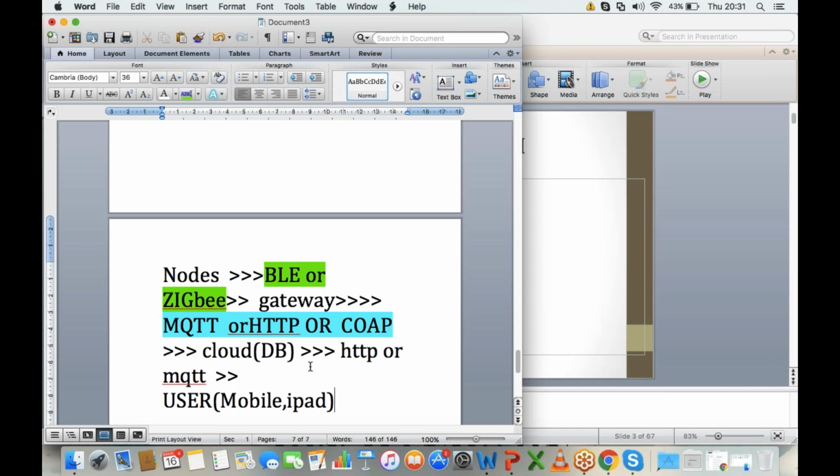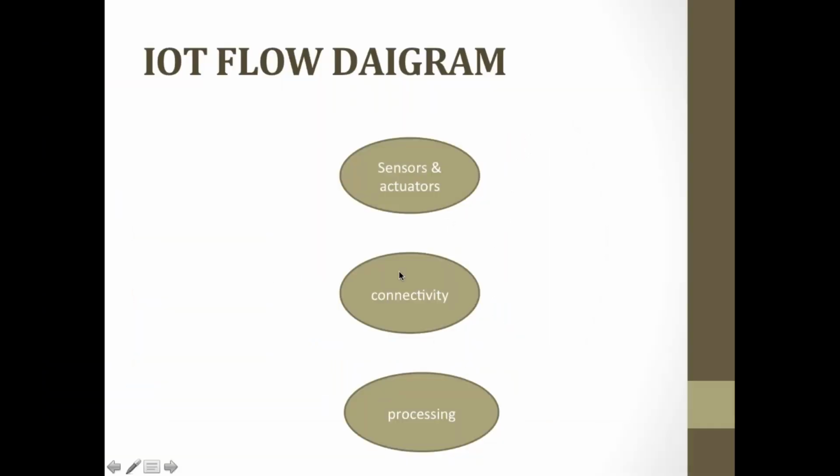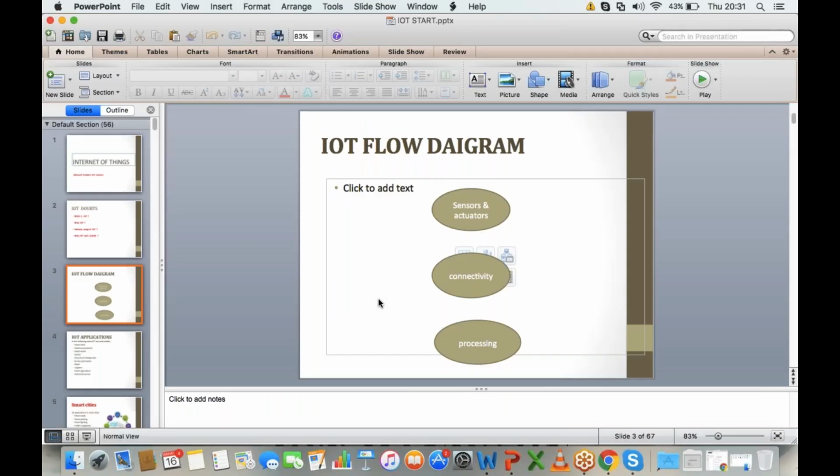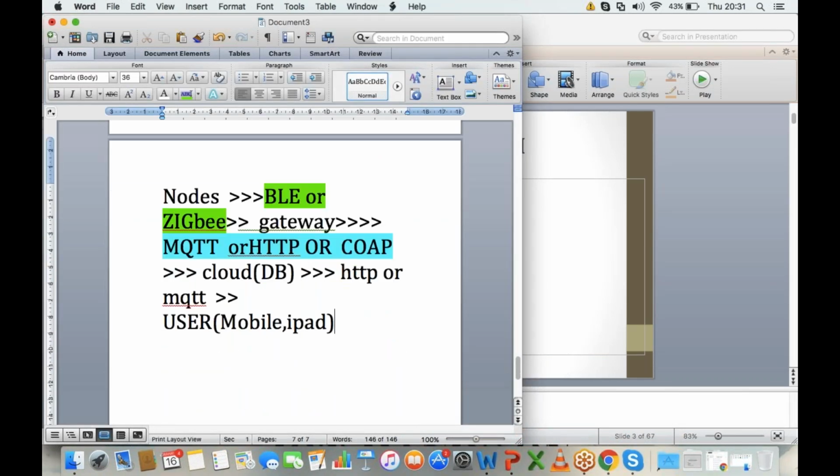So connectivity is very important. Previously in the slide I showed you the IoT flow diagram, with connectivity from node to gateway to cloud to user. The selection of protocols is very important, by the domain expert, as a developer. You might ask, why not Bluetooth or Zigbee from gateway to cloud? Remember, Zigbee, Bluetooth Low Energy, Z-Wave are for short distances only. For long distance, I always recommend MQTT, HTTP, CoAP, which are the best protocols for long distance.